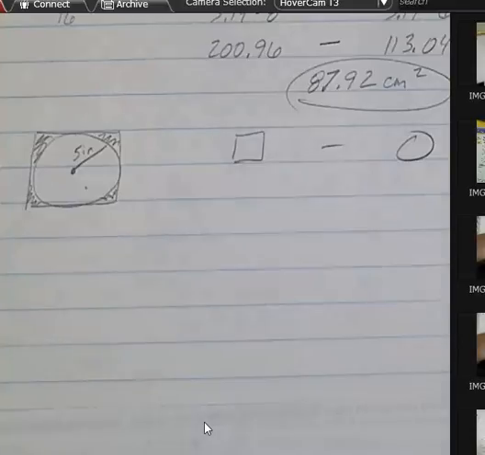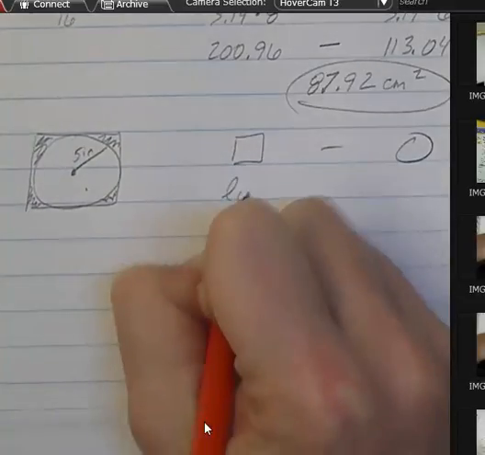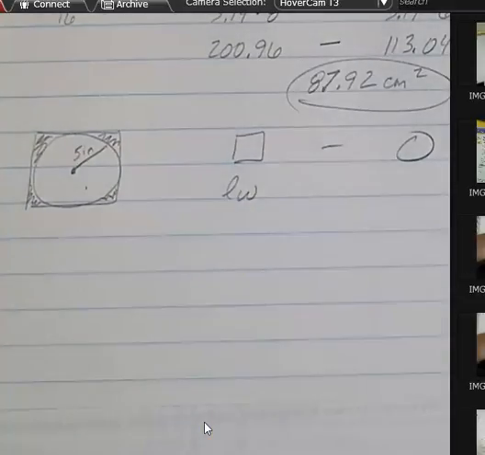Wait a minute. We have not done squares this week. How do we find the area of a square? No. Length times width. Wait, there's only one measurement. Well, if it's length times width, what is the length and what's the width? Same as what? Connor, what do you think?